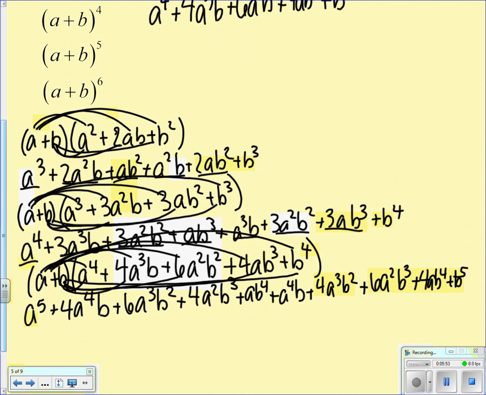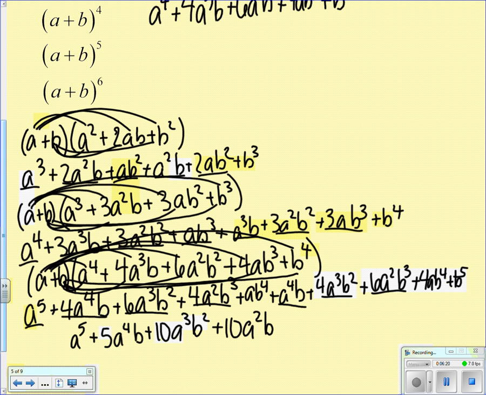So now we can combine our like terms. We have a to the 5th. We've got 4a to the 4th b and a to the 4th b, so that's 5a to the 4th b. We have 6a cubed b squared and 4, so that makes 10a cubed b squared. We have 4a squared b cubed and 6 more, so that's another 10a squared b cubed. Then we have a b to the 4th and 4 more to give us 5a b to the 4th and then plus b to the 5th. So now we're going to write that as our next line.